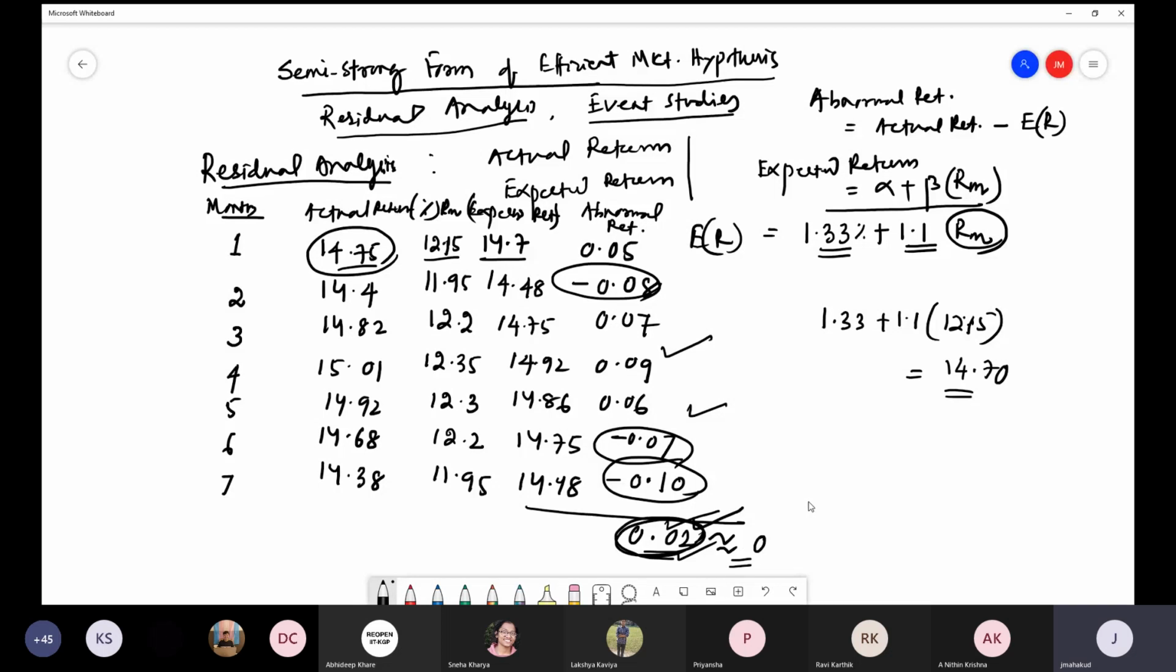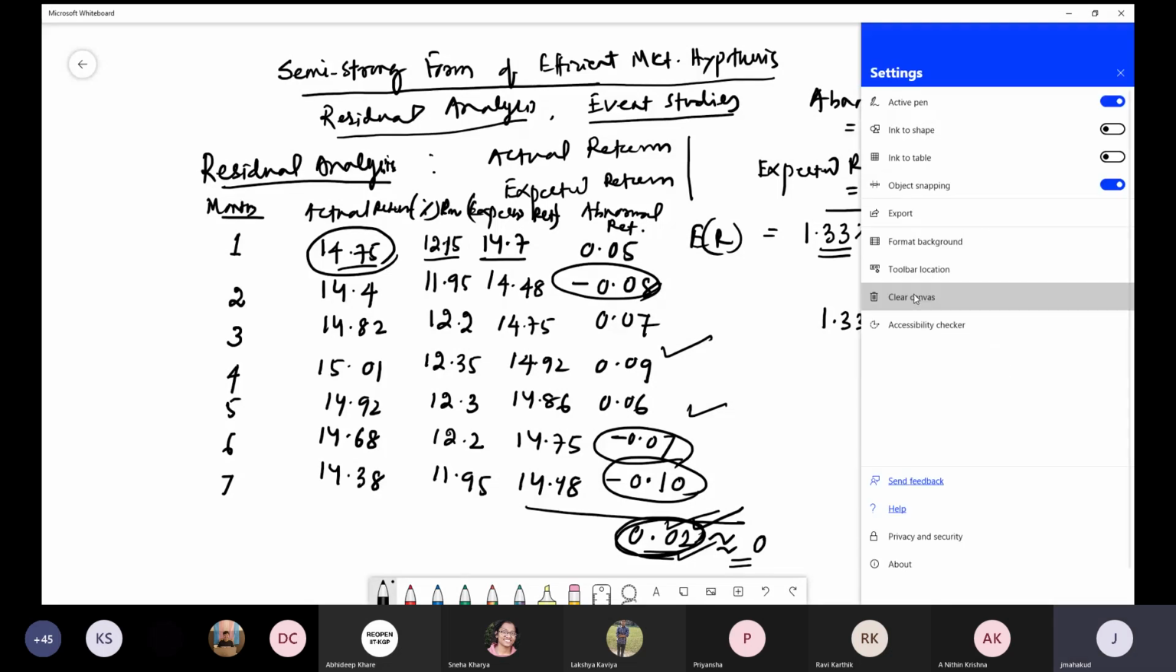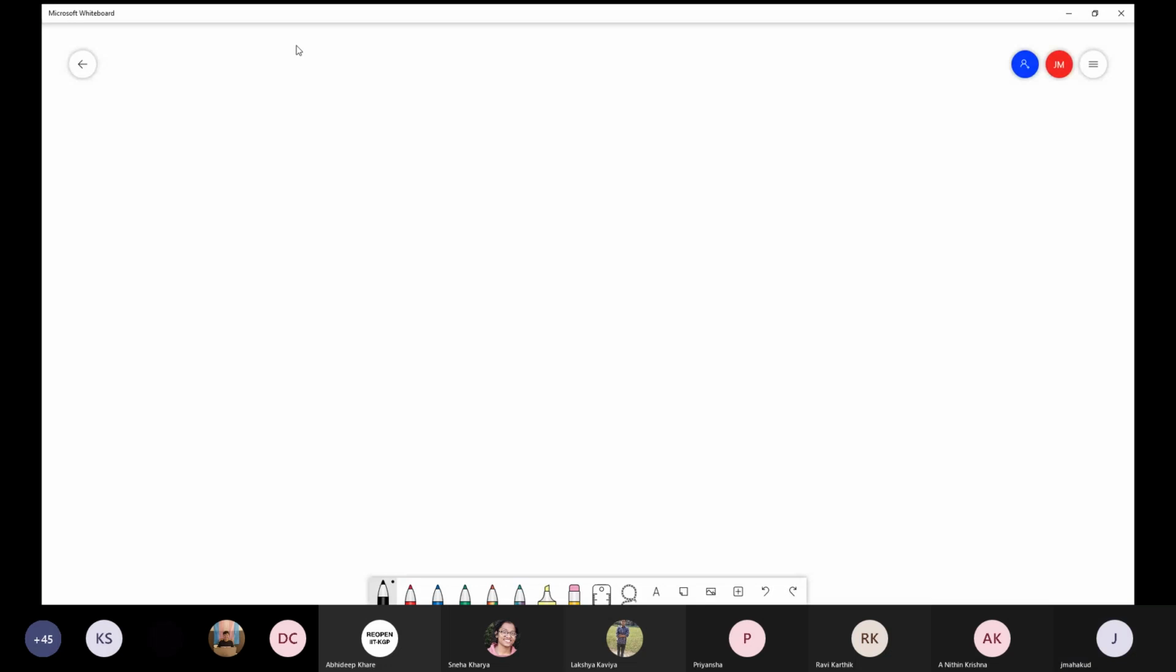Then there are other approaches in this particular context. Another method is basically your event study method. So what do you mean by this event study? The event means any event which has occurred in the company. So we have to see that in and around the events, how this abnormal return we are getting from that particular company.